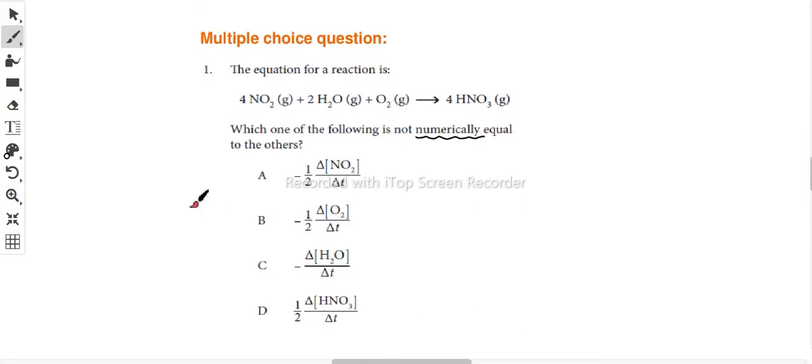The first thing, if you look at the numbers given in A, B, C, and D, let's start with A. Concentration of N2 over delta T. What is the coefficient here? According to my rule, it's the 2. Let's go back. I've got here a 4, so there's a problem.